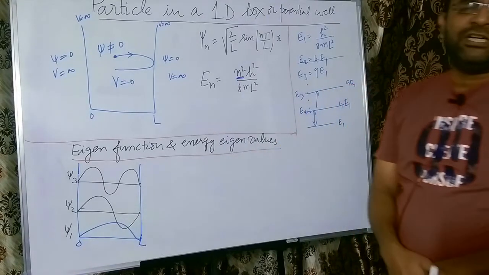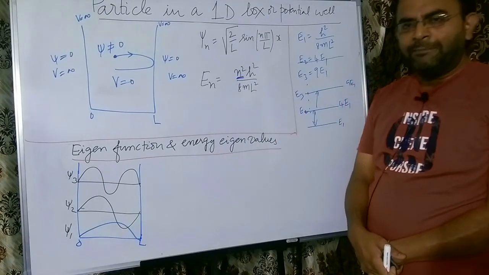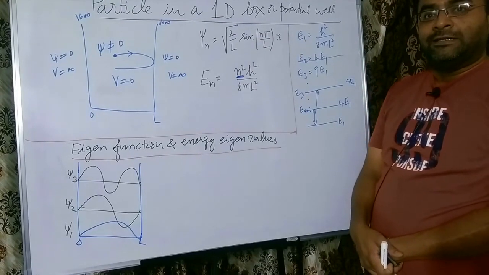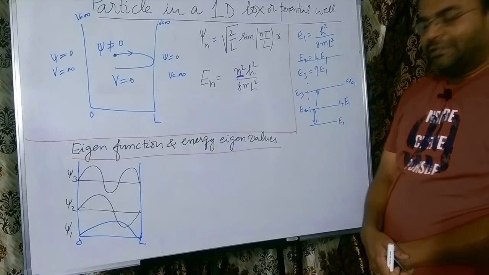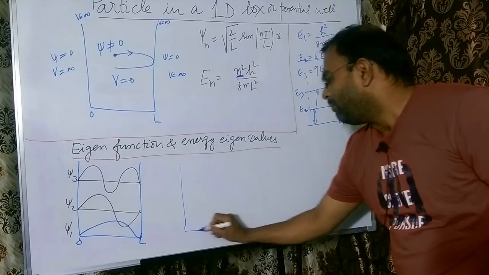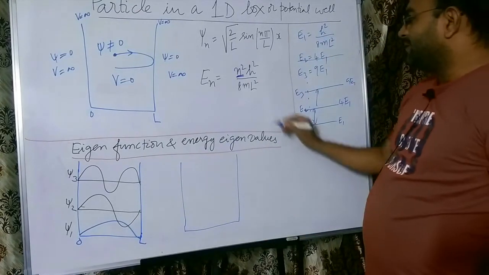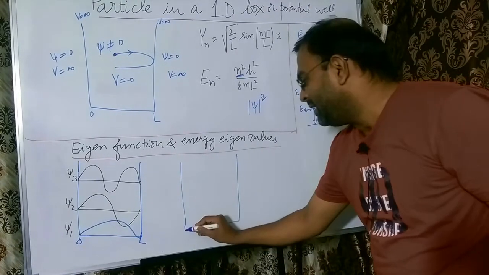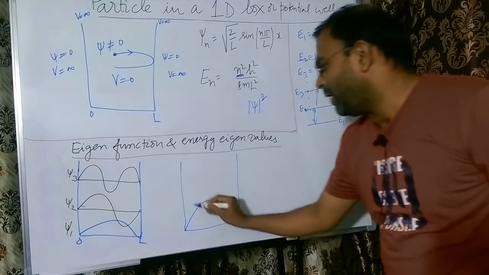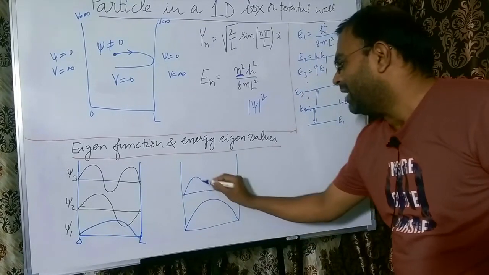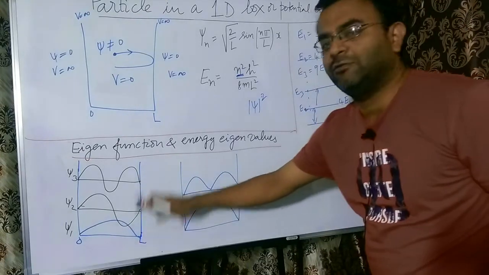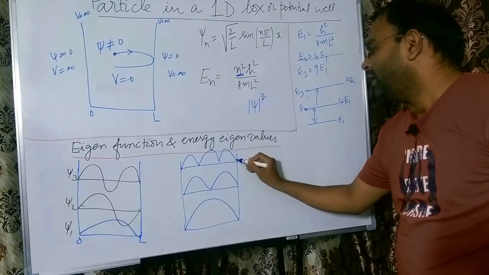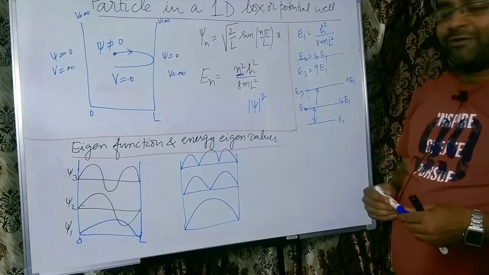Now, the wave function as such does not have any physical meaning. It is not a physically measurable quantity in quantum mechanics, whereas we can measure the probability density, which is nothing but mod psi squared. So, if we plot the probability density, what we are going to have is like this for psi 1. Then for psi 2, this is going to be like this. Squaring it, the negative also becomes positive. And for psi 3, this is going to be like this.